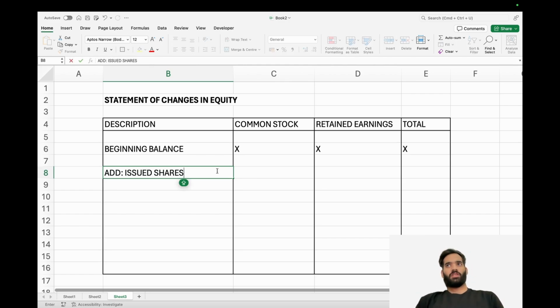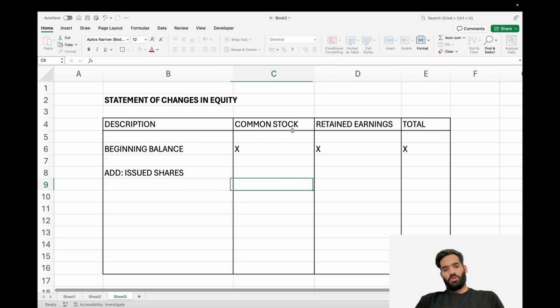So we already established that when you issue shares, it goes into the account of common stock. I hope you remember. If you are a sole trader, meaning you are not a company, you are a single owner in the business, then you have a capital account. But if you're a company, you have the common stock account. Both accounts literally mean the same thing. It's just a difference of name.